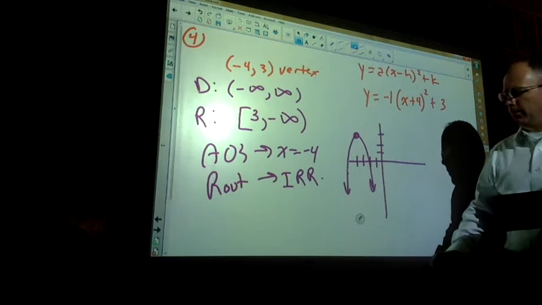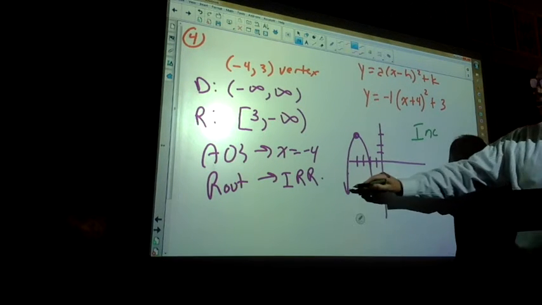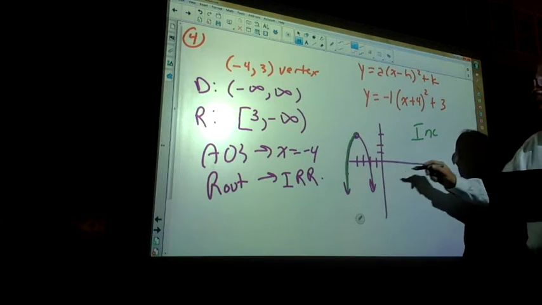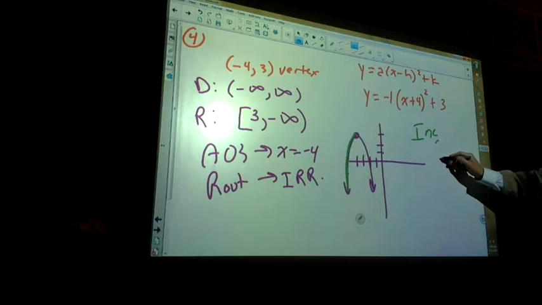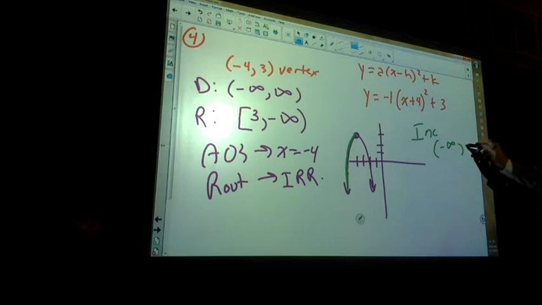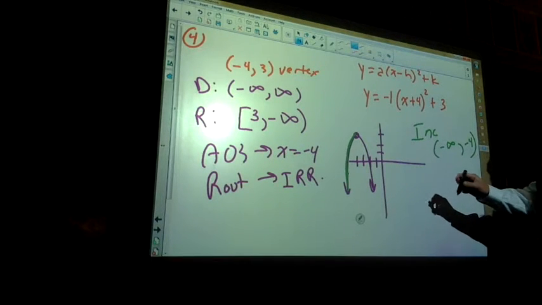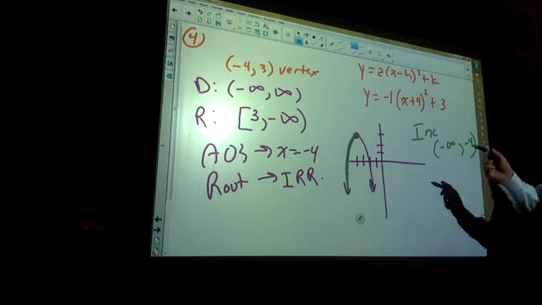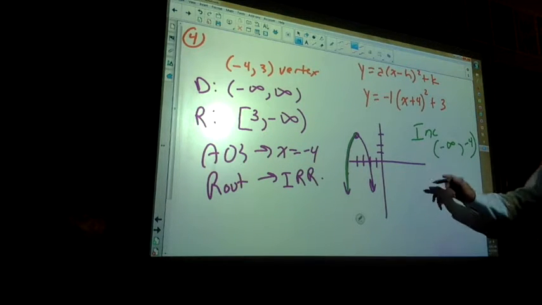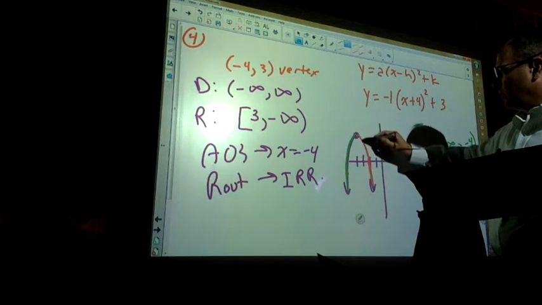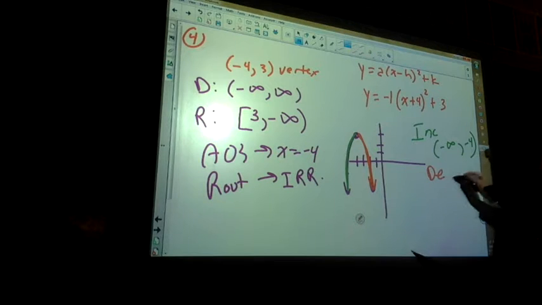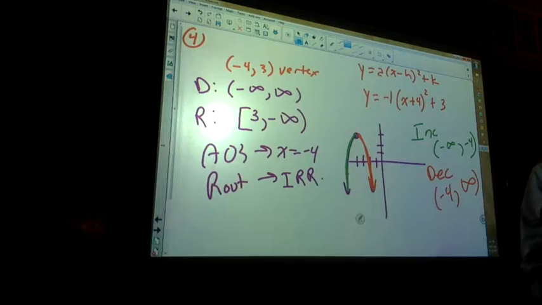All right, where is it increasing? This is the increasing part right here. It increases coming in the x direction from negative infinity and goes to -4, with a rounded bracket, because at -4 it's the vertex. It's the x component of the vertex. And then it's decreasing from -4 going to what x value? Infinity. Good. Remember, these are the x values that you're looking at.